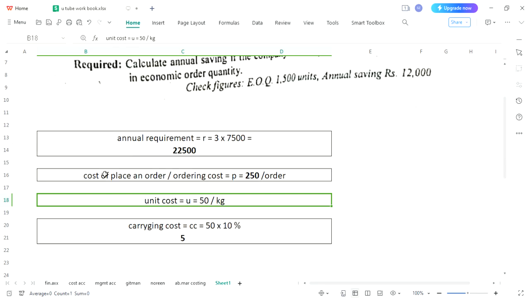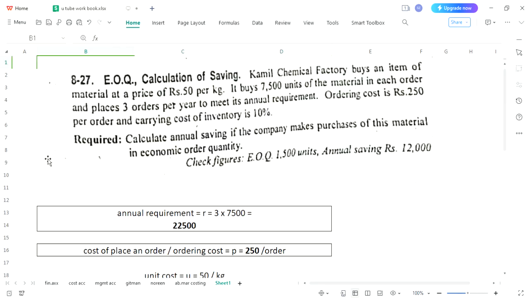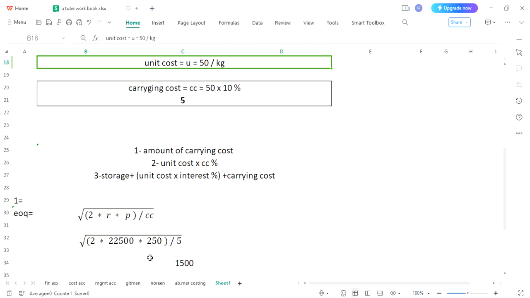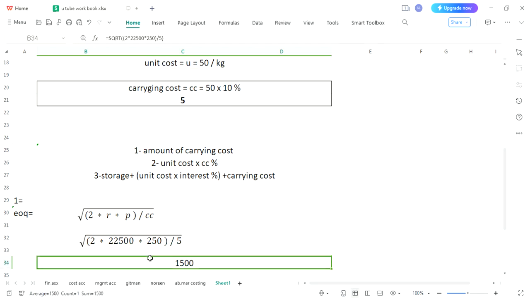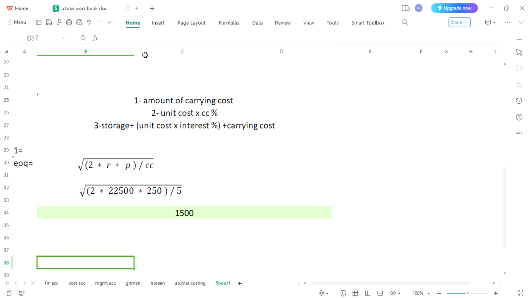Let's go back to the question and check the answer. Look at here, calculate annual saving, and this is your first answer, economic order quantity 1500 units. And we have calculated those 1500 units. Let's mark it, it was your first requirement and we have completed it. 1500 is your economic order quantity.